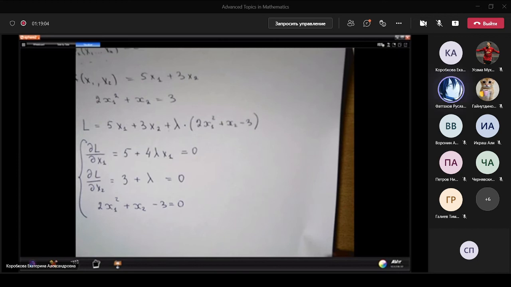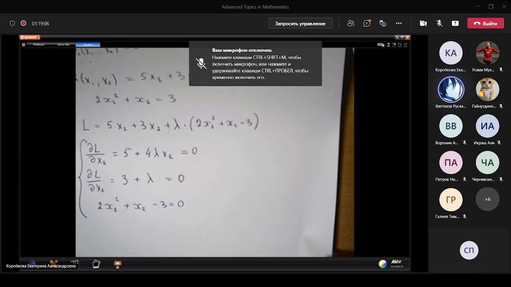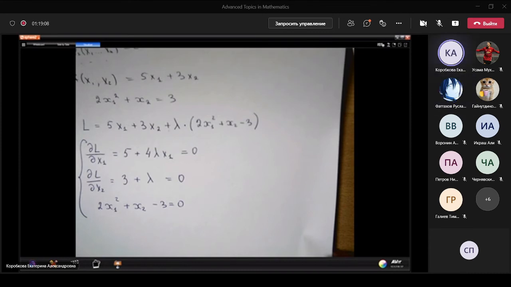So what about the analysis of stationary points? You'll construct Hessian. Once more, you have the first derivatives, then the second.